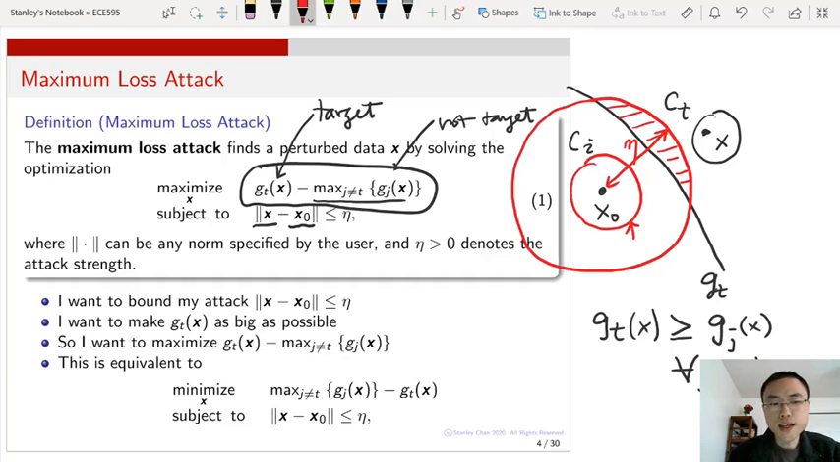And therefore, the success or failure of your maximum loss attack really depends on how you choose your eta. Now, this parameter eta is, of course, related to the minimum distance attack, where we have an epsilon over there. And so for the right choice of epsilon and for the right choice of eta, the solutions of the maximum loss attack and the minimum distance attack will be equivalent.